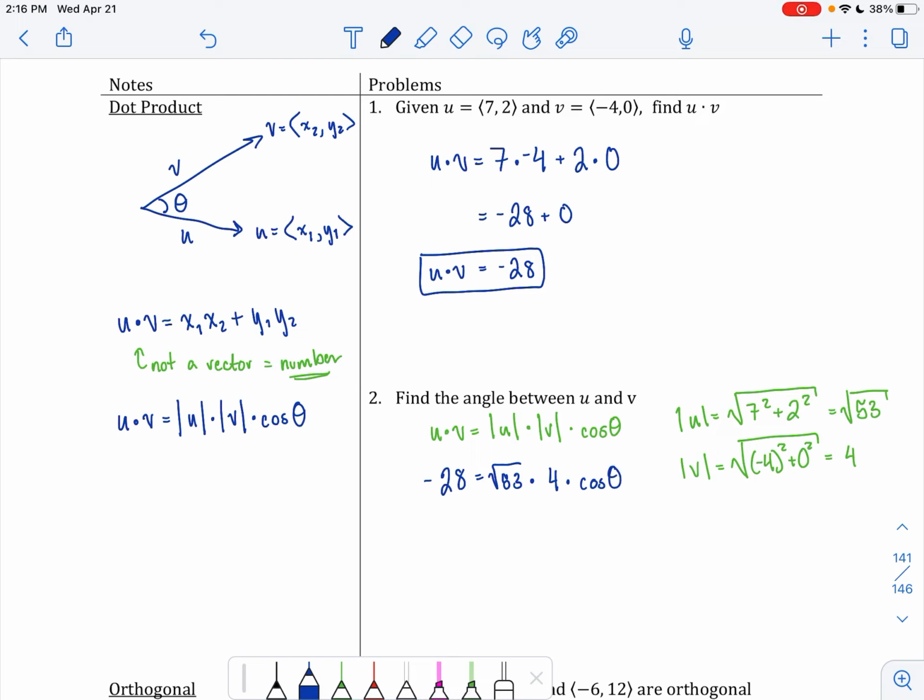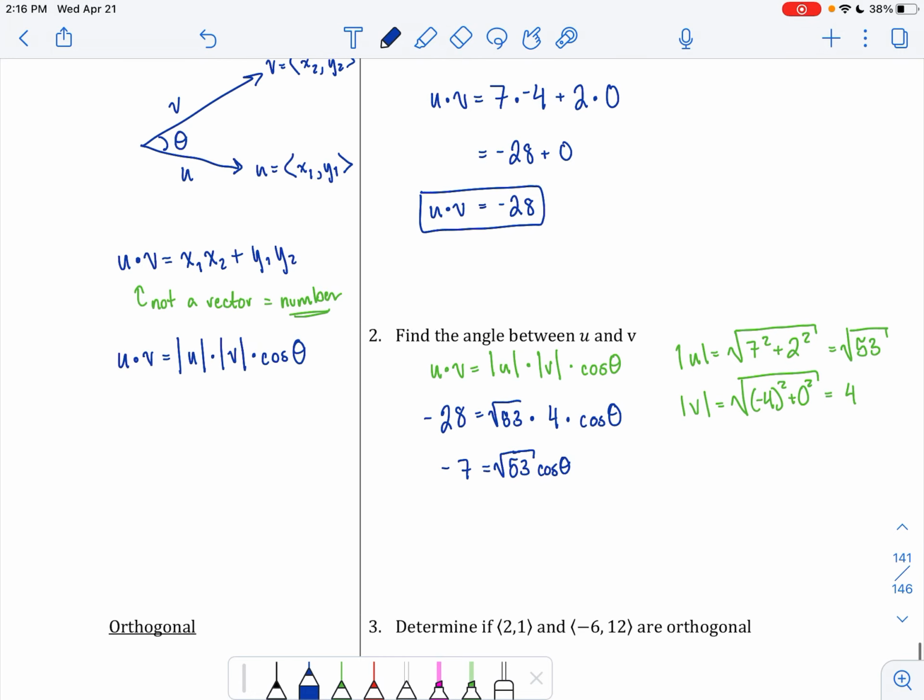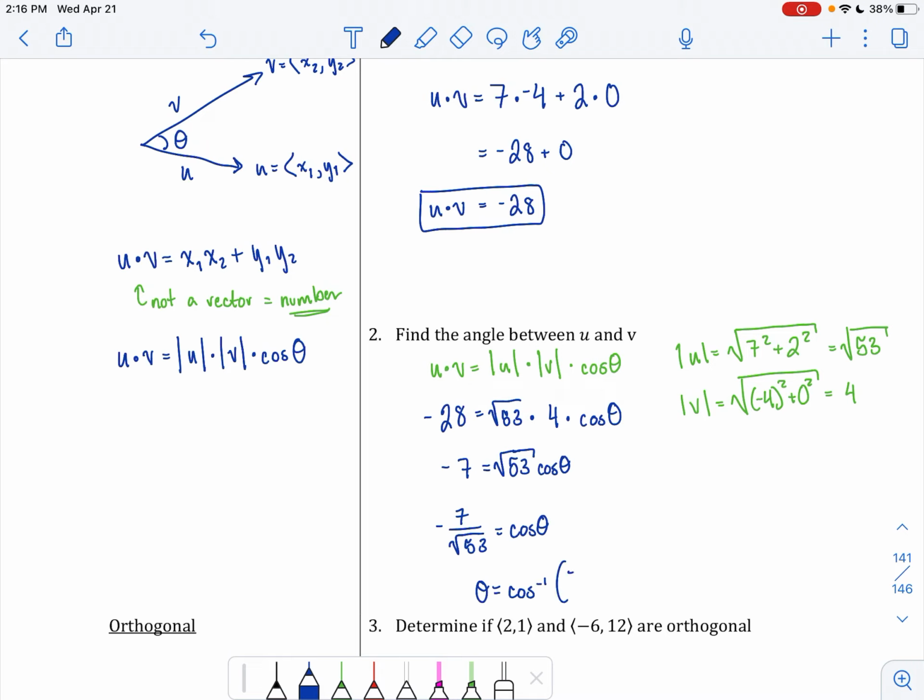So then I can plug those in and say negative 28 is equal to root 53 times 4 times cosine of theta. At this point, I probably divide both sides by 4. So I get negative 7 is equal to root 53 cosine theta. Divide both sides by root 53. So negative 7 over root 53 is equal to cosine theta. Then I will use my cosine inverse to say that theta is equal to cosine inverse of negative 7 over root 53.